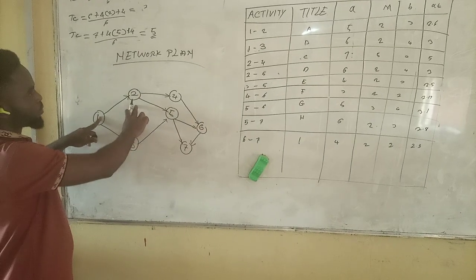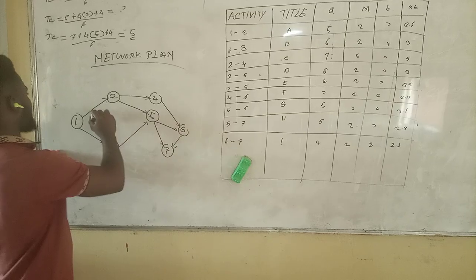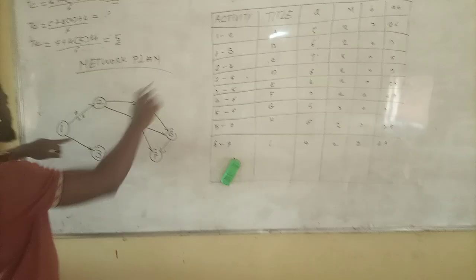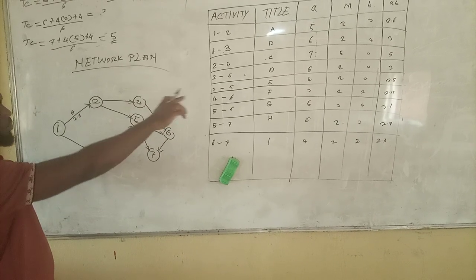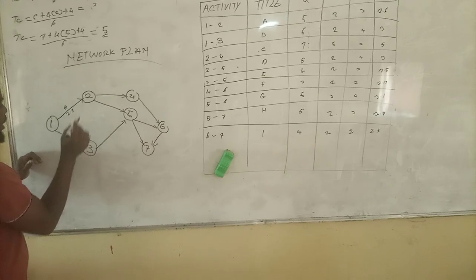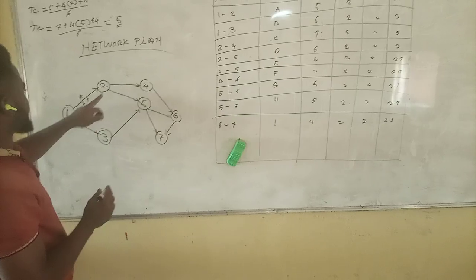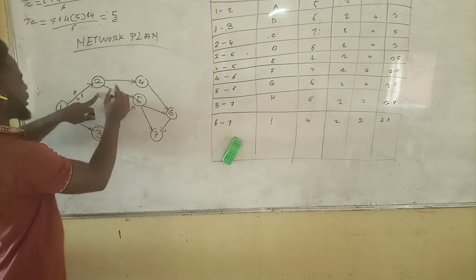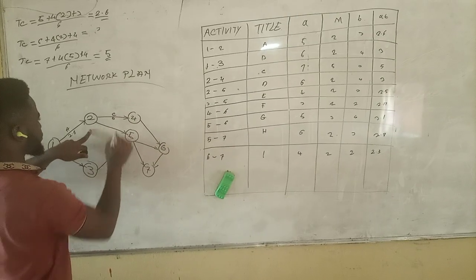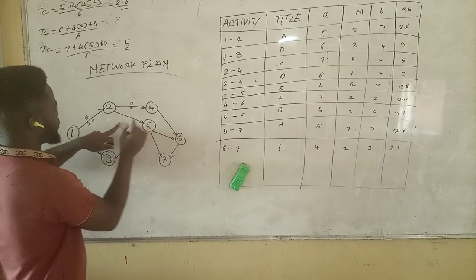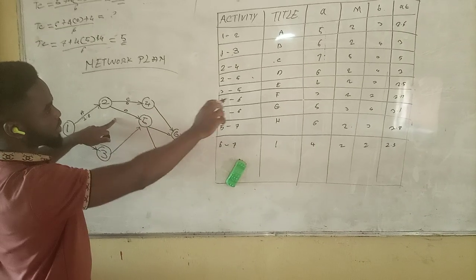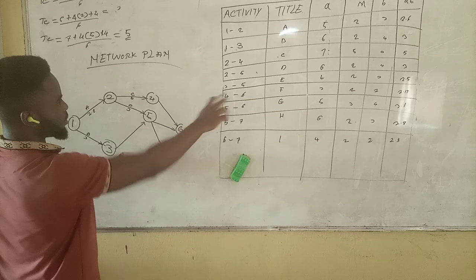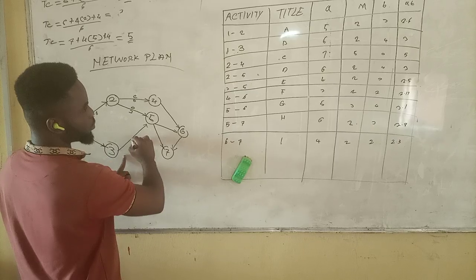In activity 1 to 2, the TE there is 2.6, that is A. Then 1 to 3, the TE there is 3, activity B. 2 to 4, the TE there is 5. 2 to 5, title D, the TE is 3. 3 to 5, title E, the TE is 2.5.